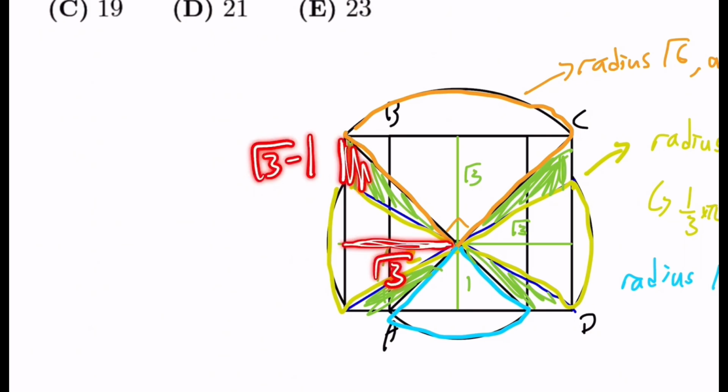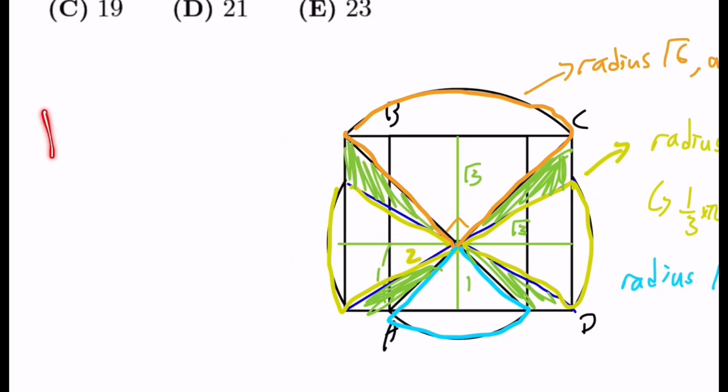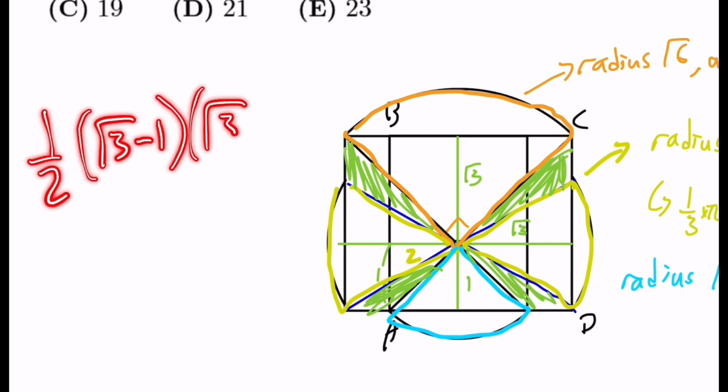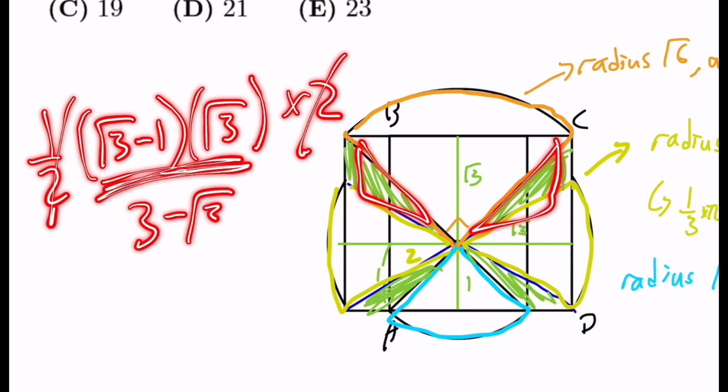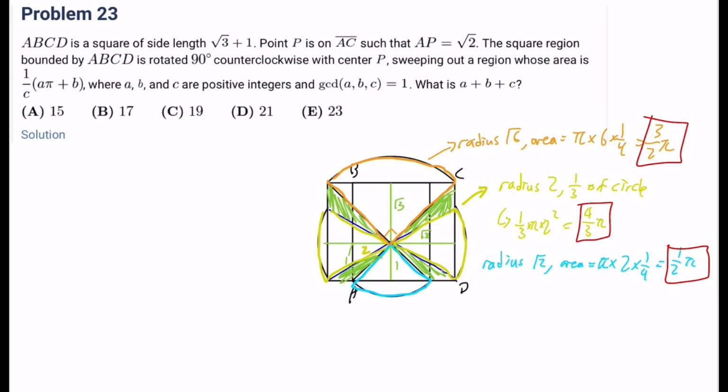And so we know that this triangle is going to be 1/2 times root 3 minus 1 times root 3, right? And we have 2 of these, so we multiply that by 2, and that just means these 2 are going to cancel out. So that's root 3 times root 3 minus 1, that's 3 minus root 3. That's just for the top part, so this is going to be 3 minus root 3.